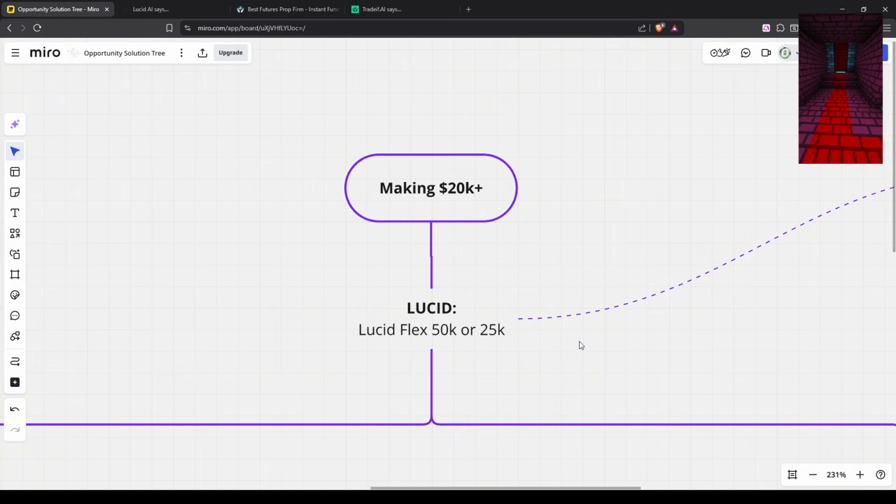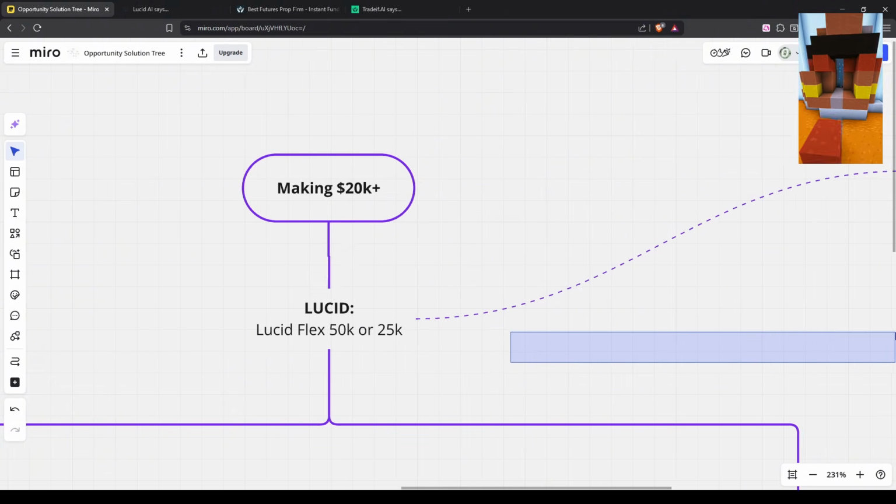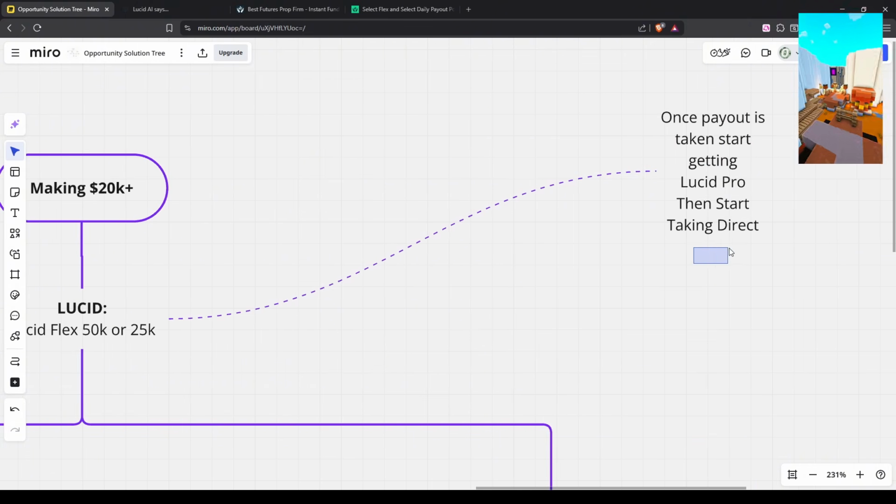It's still way easier than it is with Pro accounts and the Flex evals. Even though they have a consistency target, you will not have a consistency target on funded, so you can catch a runner and achieve the profit more quickly, and the accounts themselves are cheaper. So once the payout is taken, you can switch to Lucid Pro and then switch to Lucid Direct.